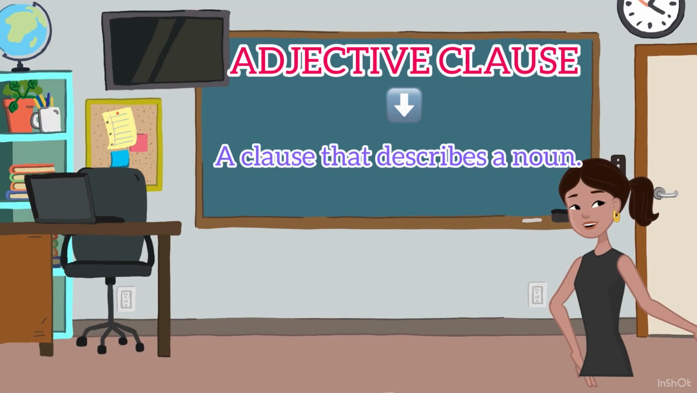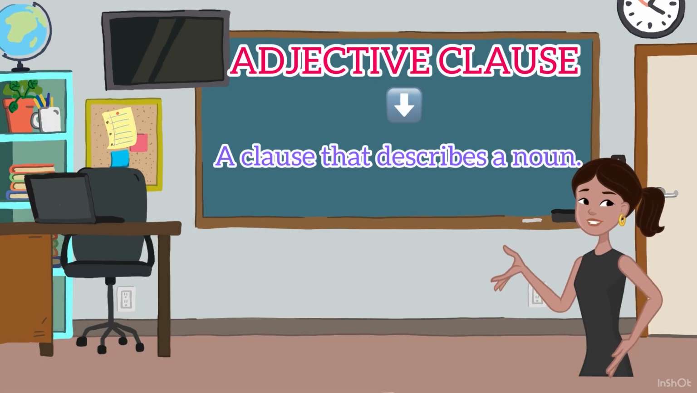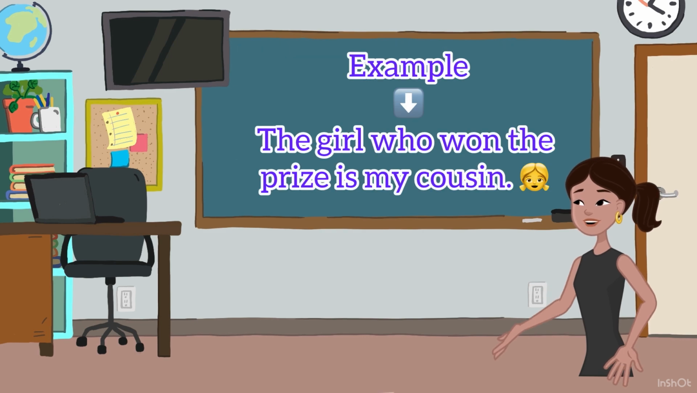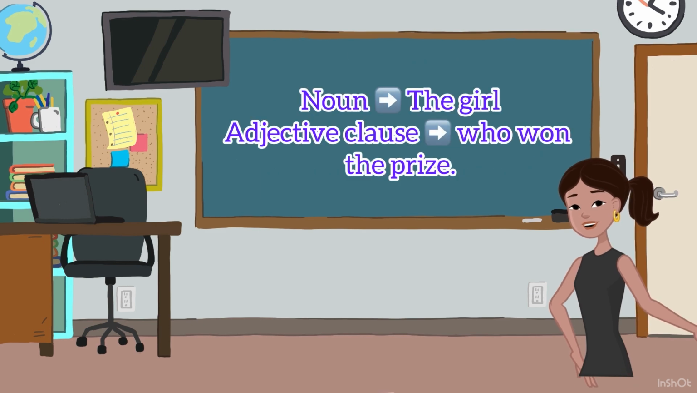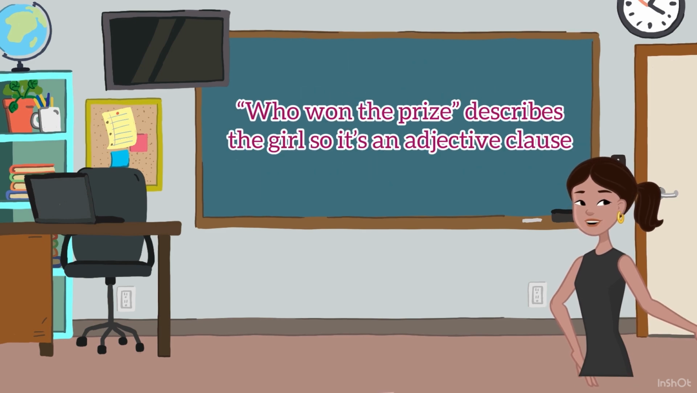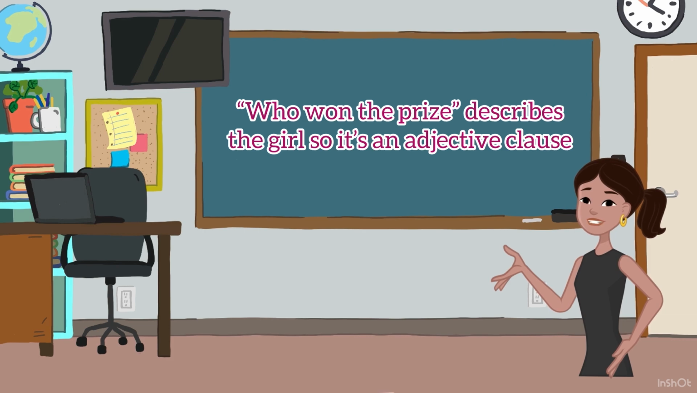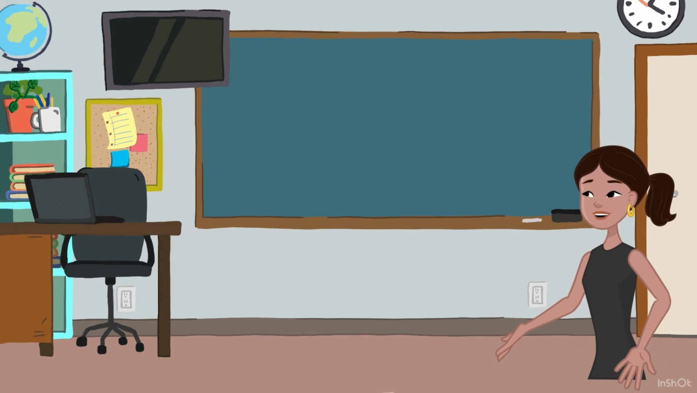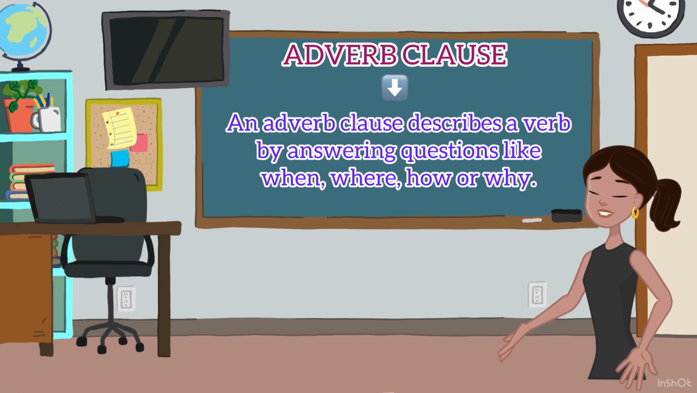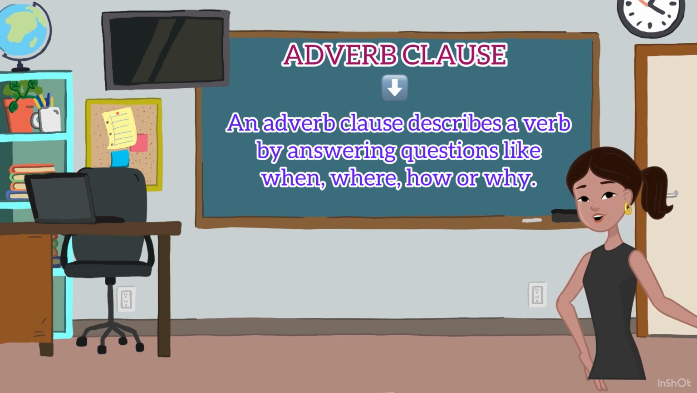Perfect. Now, the second type is an adjective clause. This describes a noun. For example, the girl who won the prize is my cousin. Now, here the noun is the girl, and the part who won the prize is being used to describe the girl. Hence, this part becomes an adjective clause. That was easy, ma'am.